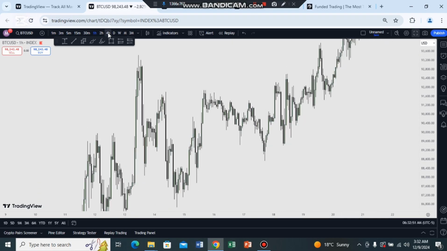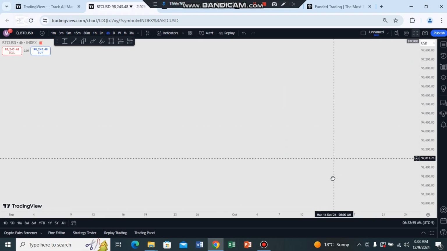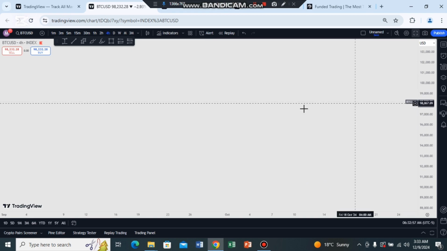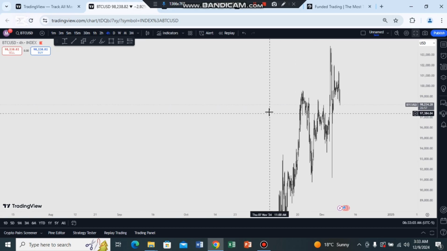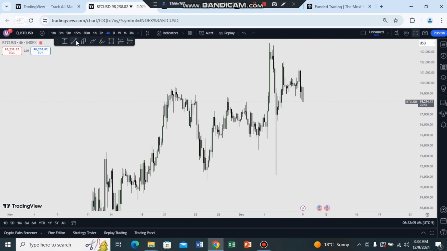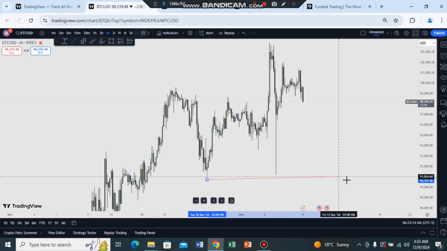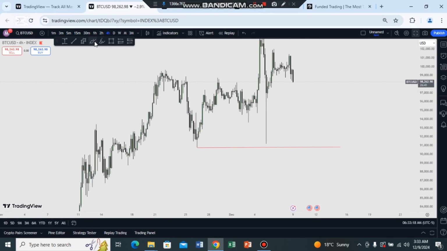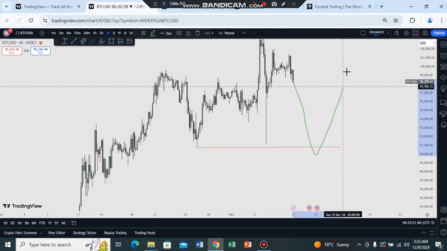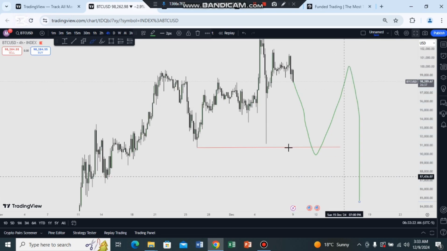If the market closes below the inducement point, this will be your invalidation. So right now I am still bullish on Bitcoin. Okay, I am still bullish on Bitcoin, and if it closes below this point on the 4-hour time frame, this will be the invalidation. Okay, in that case what will happen is the market will come down and then go up and boom. But I am not expecting that.